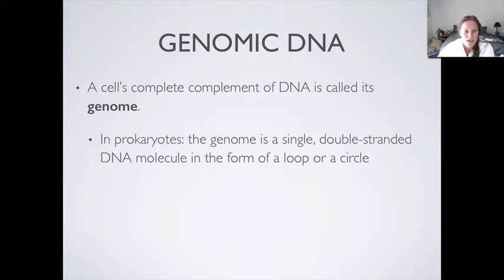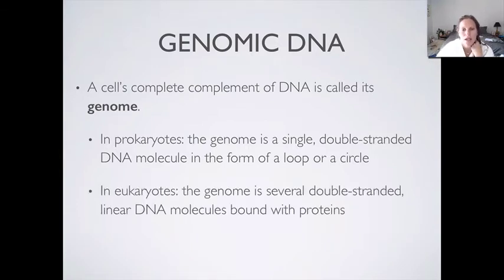In prokaryotic cells, like bacteria, for example, the genome is a single double-stranded DNA molecule that oftentimes forms a loop or a circle. I'll show you a picture in a minute. Sometimes it's also referred to as a plasmid. I believe we used that term previously when we were talking about cells in the beginning of the semester.